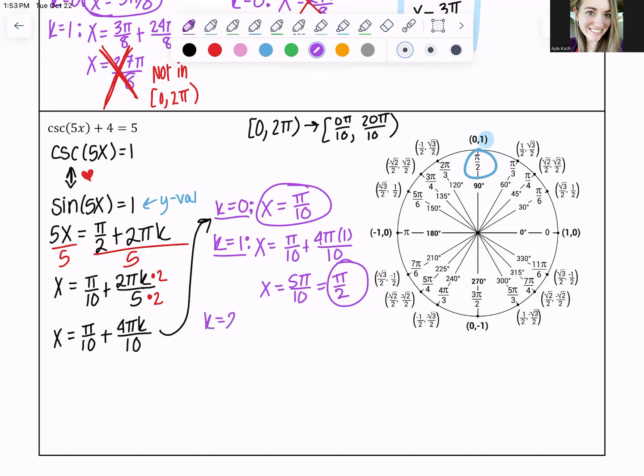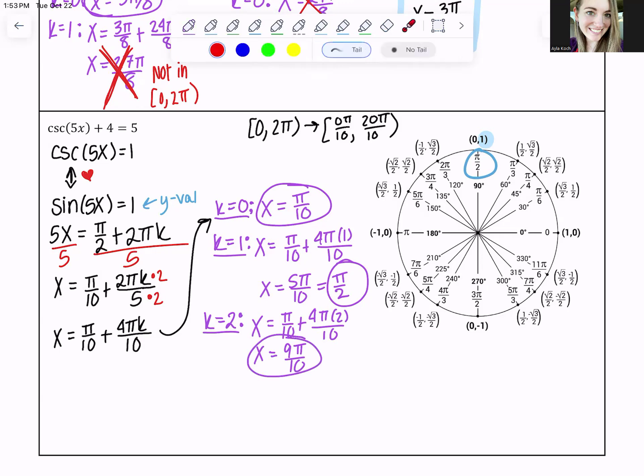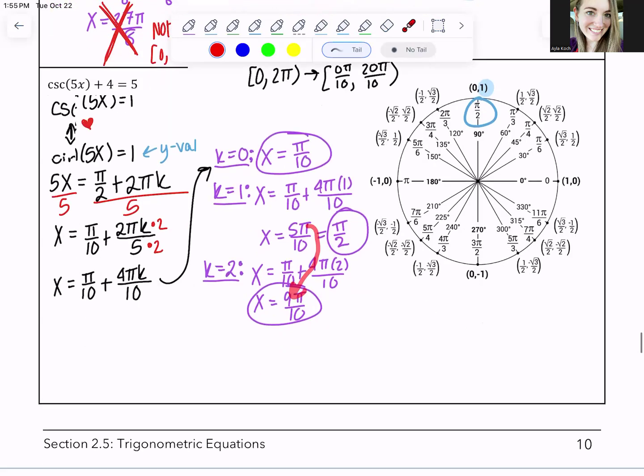Plug in k equals 2. X is equal to pi over 10 plus 4 pi times 2 over 10. That's adding 8. 8 pi plus pi is 9 pi. So we have x is equal to 9 pi over 10. And that fits within our interval. They're just going to keep going up. You can see it already happened here, right? So it went from pi over 10 to 5 pi over 10. It went up by 4, went up by 4 again. It's just going to keep doing that.